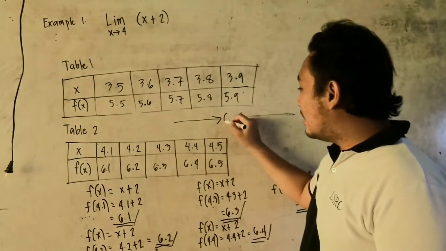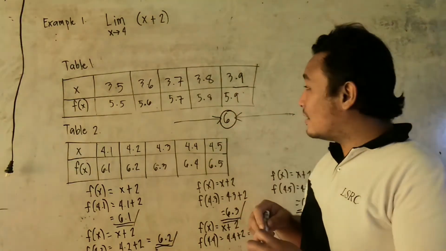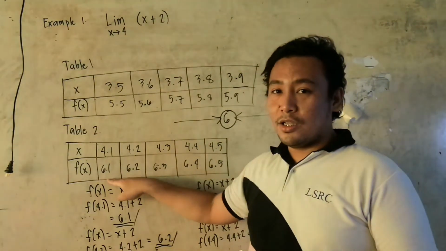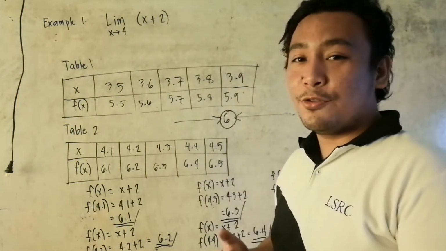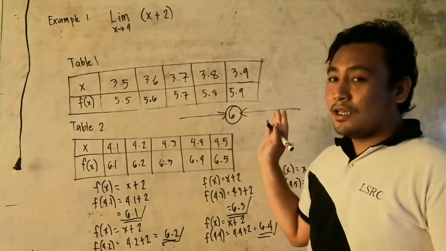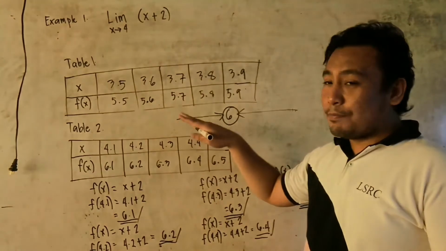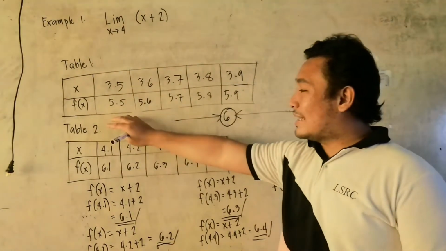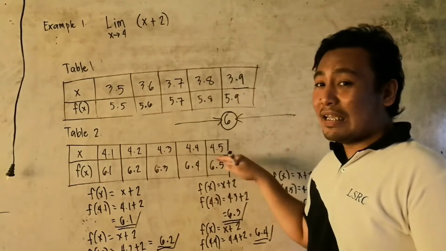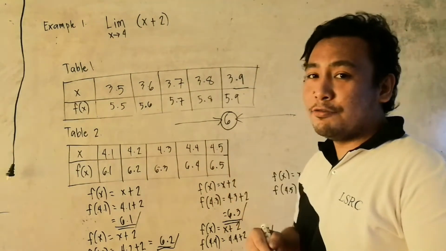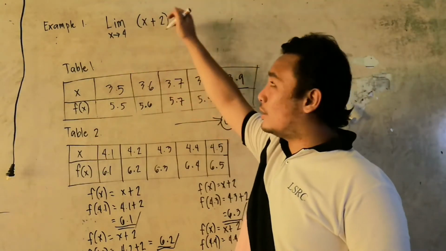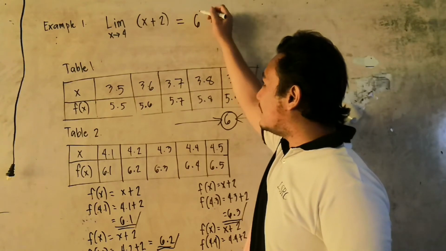ang limit natin ay 6. Why 6? Kasi kung titignan nyo dito, we have 5.9 and then we have 6.1. Naiintindihan ba? Nasusundan ba? So, again, as the value of x approaches 4 from the right and from the left, it approaches 6. Therefore, the limit of x plus 2 as x approaches 4 is equal to 6.